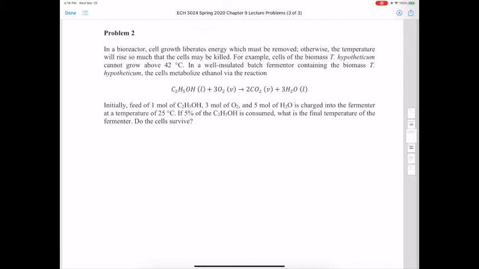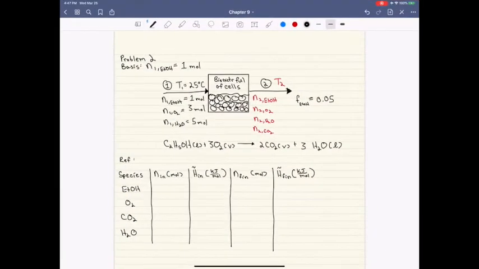And so what I want you to do now is pause the video, and use the information in the problem statement in order to develop a basis and use it to design a process flow diagram. Based on the information in the problem statement, we could develop a process flow diagram that looks like this, where we have a reactor that's full of these T hypotheticum cells, and into the reactor we initially charge 1 mole of the ethanol, 3 moles of the oxygen, and 5 moles of liquid water. For our basis, we're using 1 mole of the ethanol, since the problem statement told us that.